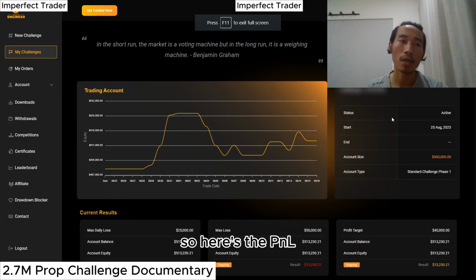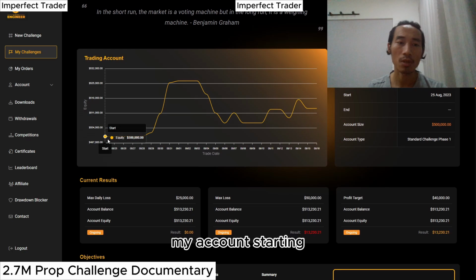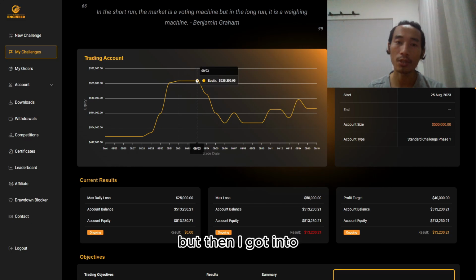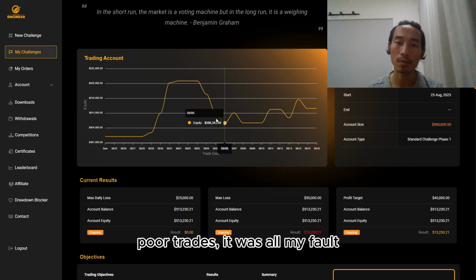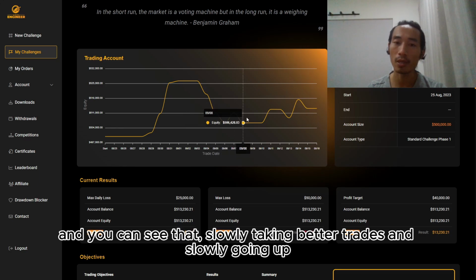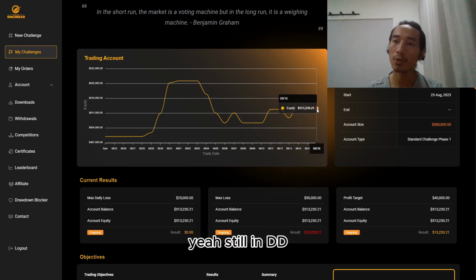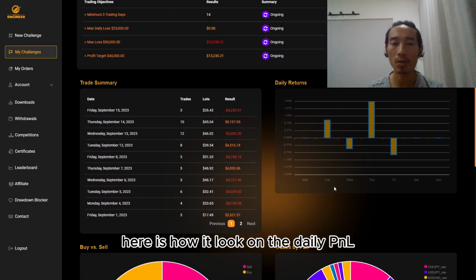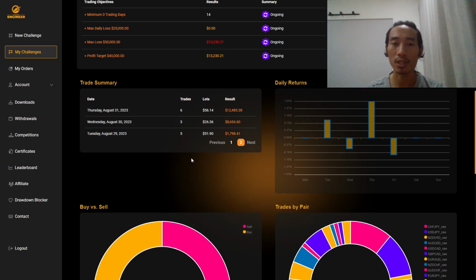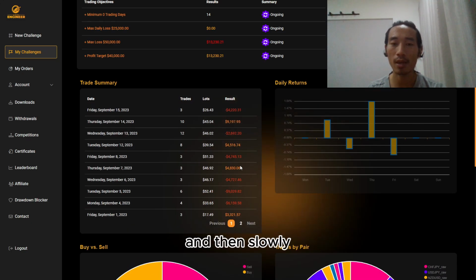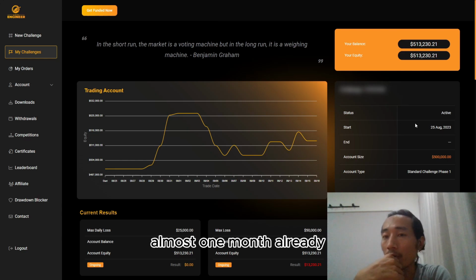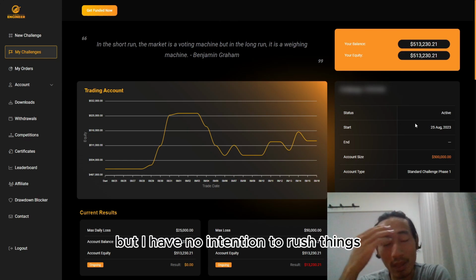You see that? So here's the P&L of my account from the start of the challenge until now. You can see that I got a really strong start, but then I got into a losing streak of poor trades. This was all my fault, and you can see it slowly taking better trades and slowly going up. So far I'm still in drawdown, but hanging around and just loving what I'm doing. Here is how it looked on the daily P&L. You can see the first 3 days it was just killing it, and then I got a losing streak, and then slowly came back. It has taken me almost 1 month already, and I'm still at phase 1, but I have no intention to rush things.